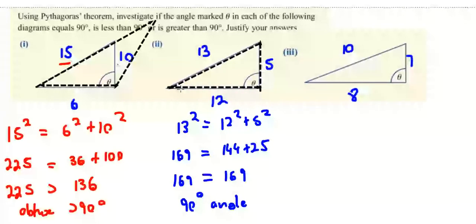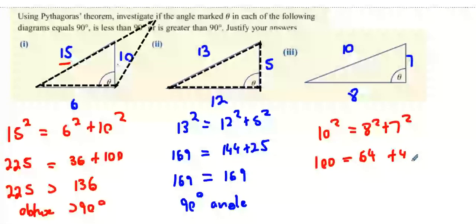Okay, finally, on the last page, the last one, we have 10 squared. Does it equal 8 squared plus 7 squared? Well, we know this is 100. We know this is 64. And we know 7 squared is 49. And in this case, 100 is smaller than 64 plus 49, which I believe is 113.